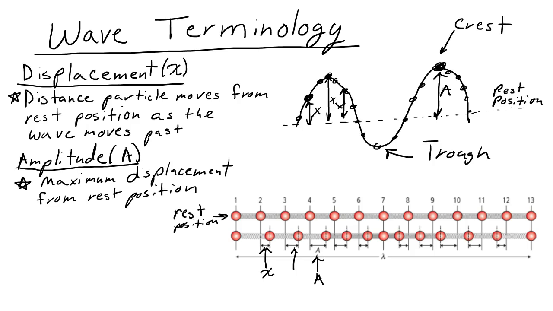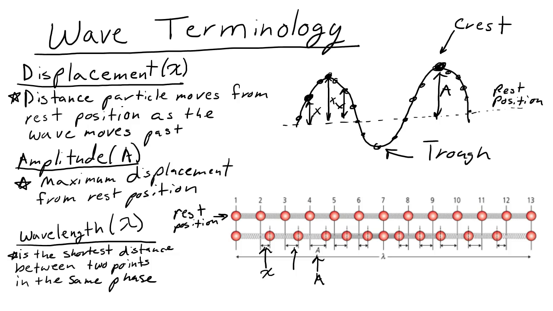Another term you're going to need to know when describing waves is wavelength, which we represent with the Greek letter lambda. Wavelength is the shortest distance between two points that are in the same phase of a wave. We can measure it in a few ways. On our transverse wave, we can measure it peak to peak or trough to trough. So if I measure this distance here, that would be one wavelength, lambda. Or if I measured it from one point to the next point in the same phase, at the start of one wave to the start of the next wave, that would also be a wavelength.